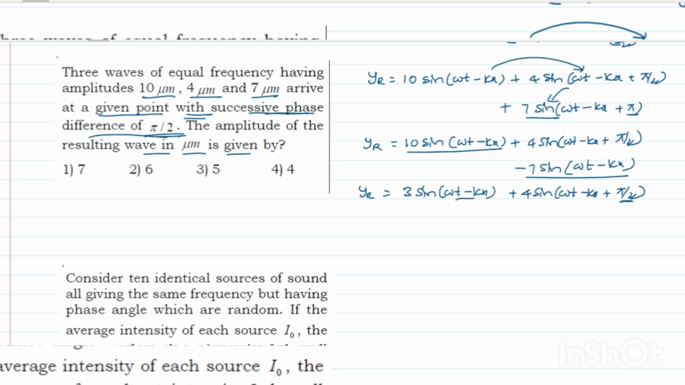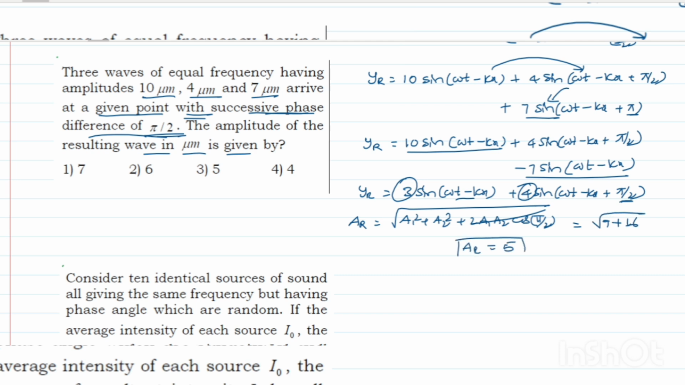Now they are asking the resultant amplitude AR, which will be equal to the square root of A1 square plus A2 square plus 2 A1 A2 into cos phi. Cos phi in the sense cos 90, which is 0. So here A1 square plus A2 square means 3 square, since the first amplitude is 3 and the second amplitude is 4. So it is 9 plus 16, square root of 25, so AR equals 5.